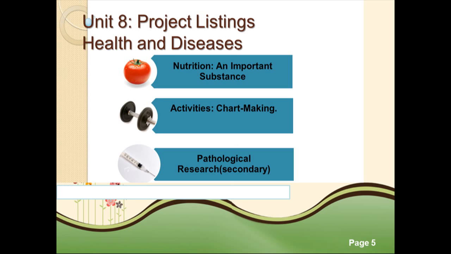So let's come to the more important and more interesting part of the unit: the project listing. These contain the main ideas of my unit. The first one being nutrition. The second is the activity of chart making, and the final part is the pathological research, which is about a method of treatment.